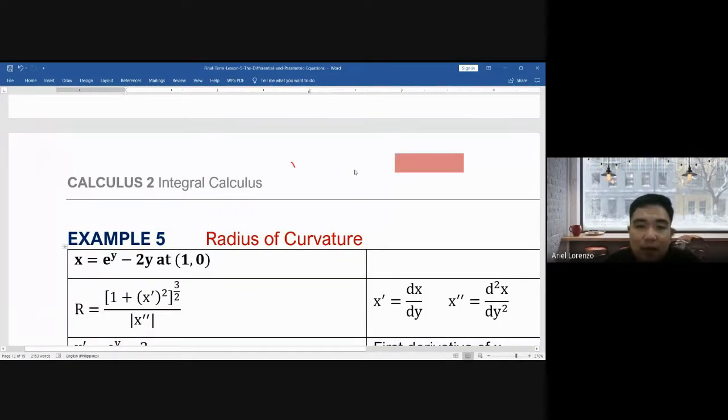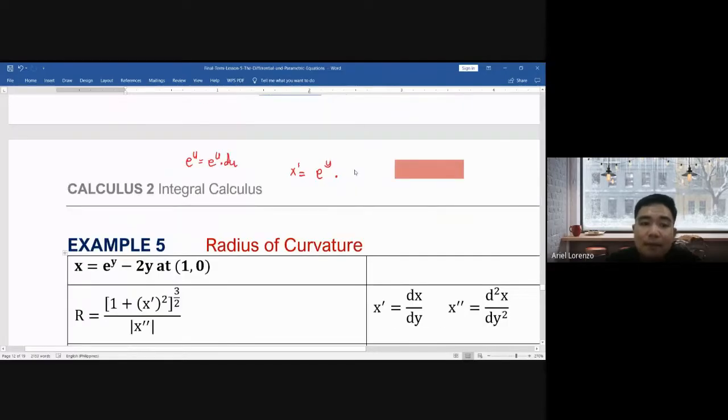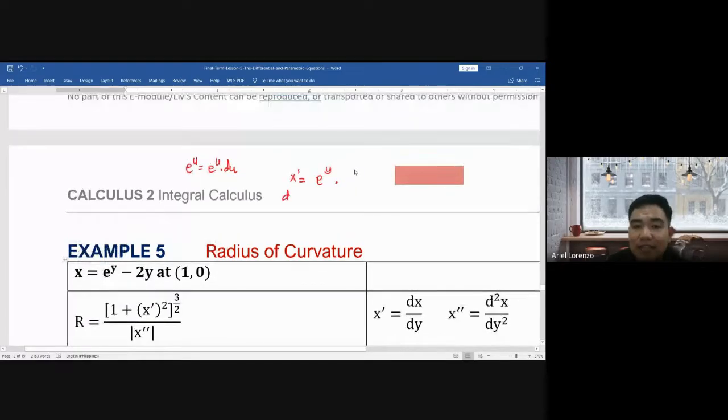X prime equals, what, class? The first derivative of e raised to u is e raised to u times the derivative of your u. Right? So for e raised to y, that is still copy-paste e raised to y times the derivative of y, which is 1, since it's with respect to y. Right? So this is the derivative of x with respect to y. It just reverses the earlier one, the derivative of y with respect to x. When it's with respect to y, class, the derivative of y is 1. It's not an implicit derivative. Got it?